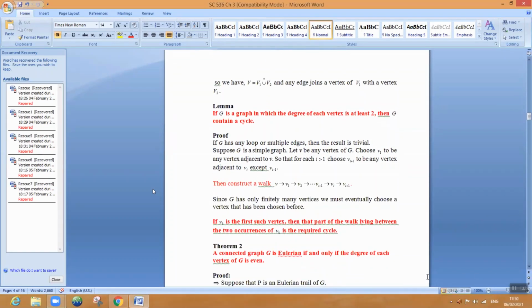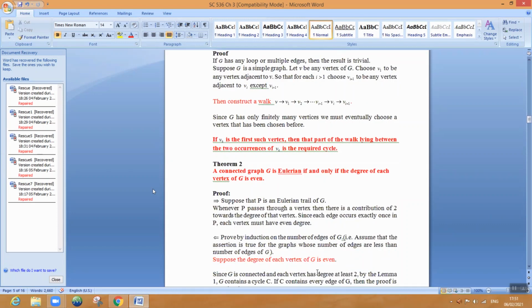The reason is the graph has a finite number of vertices. Suppose G is a simple graph, let V be any vertex, choose V1 to be any vertex adjacent to V, V1 to V2, V2 to V3, and so on, we keep on adding vertices. Since we can't keep on adding without ending, you have to end somewhere. So again you come to a vertex you have already visited. If Vk is the first such vertex, then the part of the walk lying between the two occurrences of Vk is the required cycle.